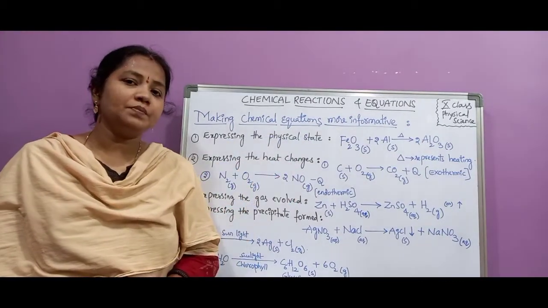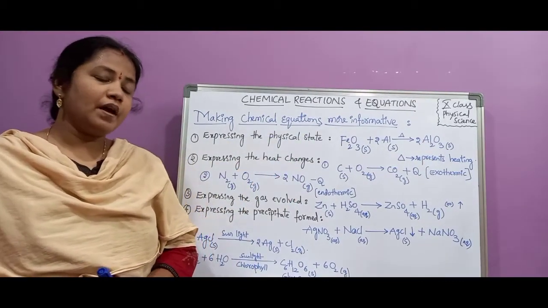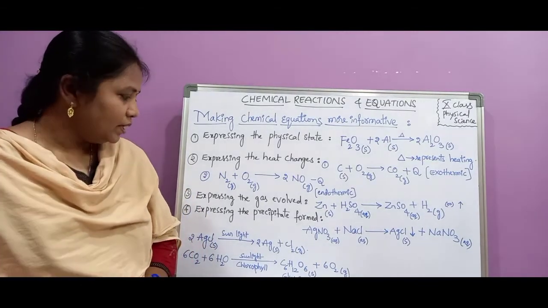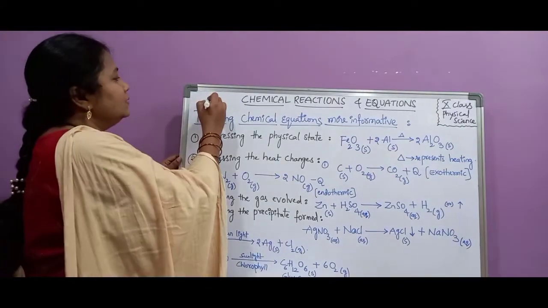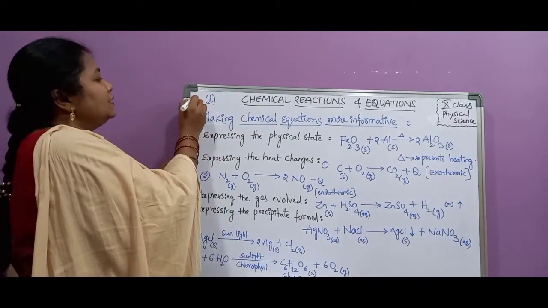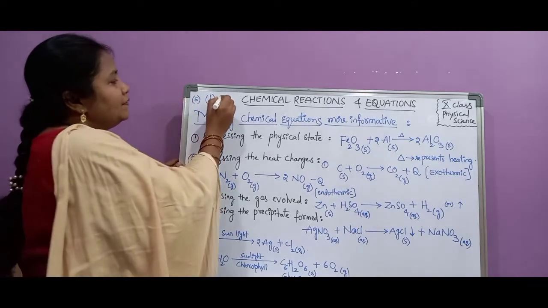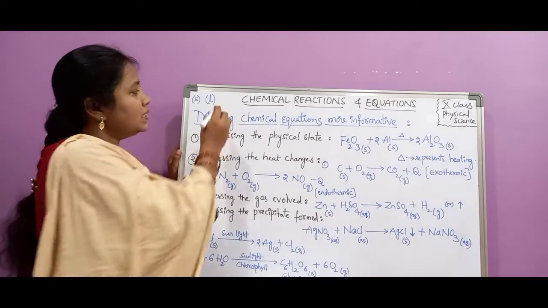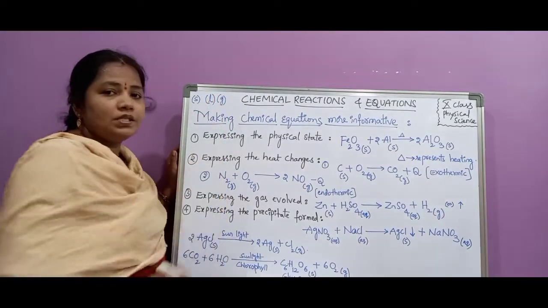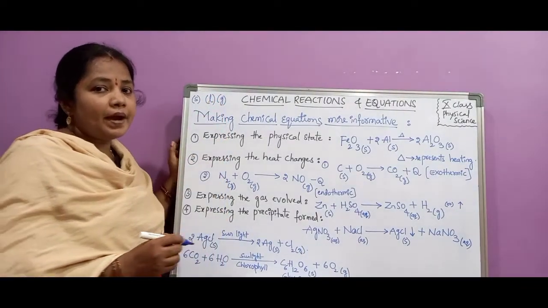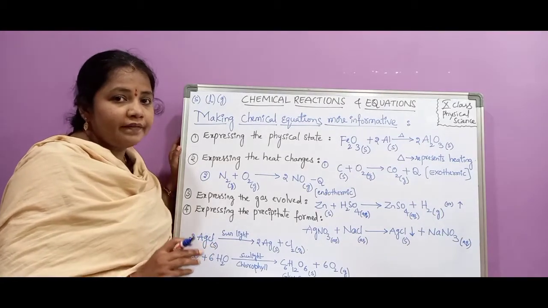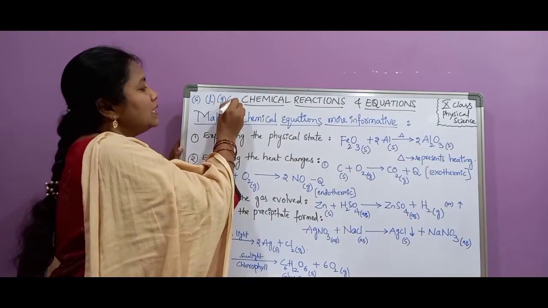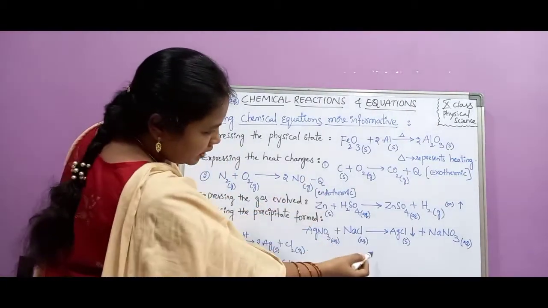If any substance is existing in the liquid state, we represent it with L in the bracket. If it is in the solid state, then S in the bracket. If a reactant or product is existing in the gaseous state, then we represent it with small g inside the brackets. And if the substance is in aqueous solution form, then we indicate it with AQ inside the bracket.